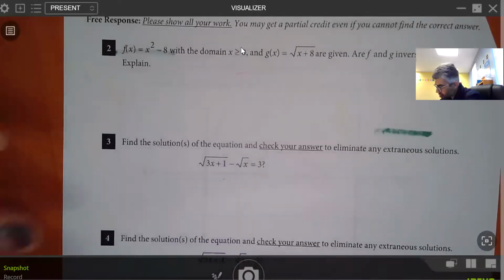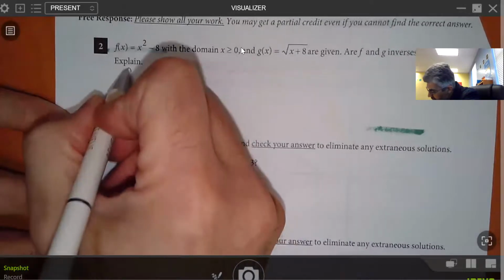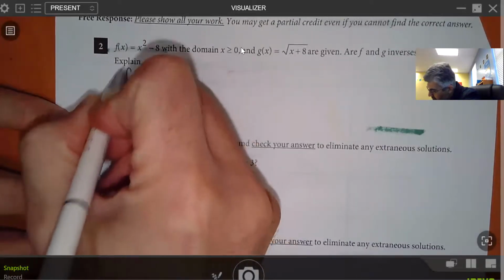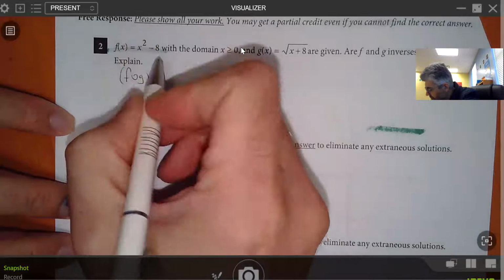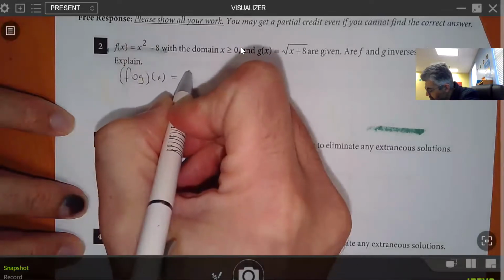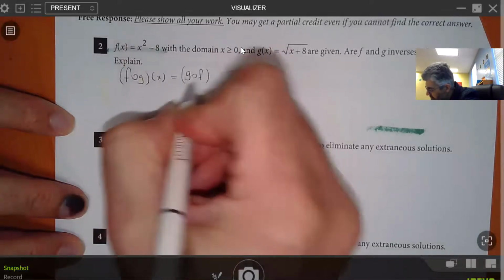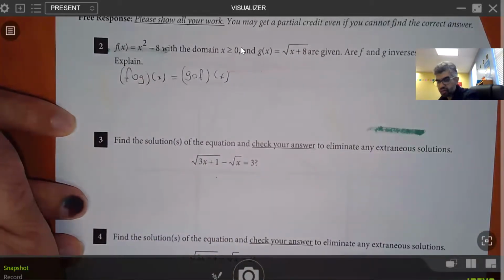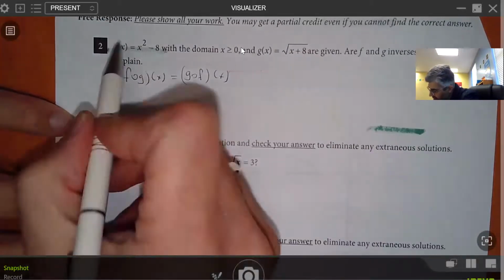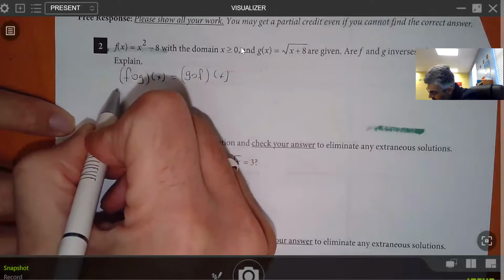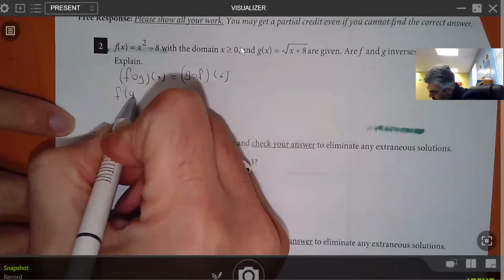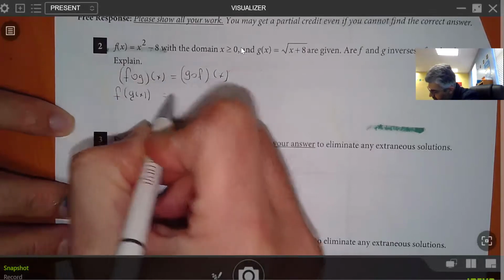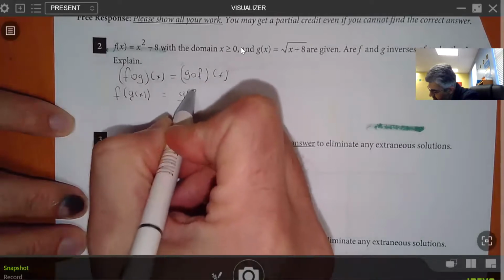Okay. So what was it, guys? Composite function of f of g must be equal to composite function of g of f. We have to check this out. F of x is given. So f of g means, so I write it here, it must be g of f of x.